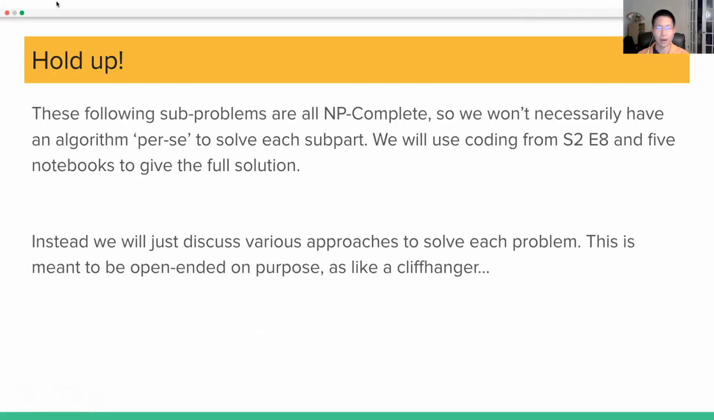Oh yeah, and these are all NP-complete, so we're not going to have any algorithm to solve them. We're just going to talk about them. And then of course, in episode 8, right before Halloween, we'll go through all the gory coding details, including that Java thing I talked about. So I'm just going to talk about each problem, and this is meant to be open-ended, so my solutions aren't even going to be the best. You can solve them any way you want. As long as you defeat Slade, that's all that matters.